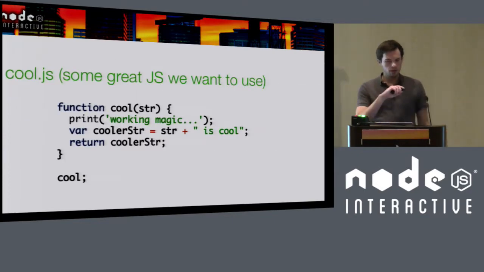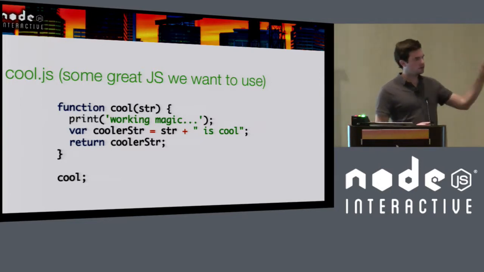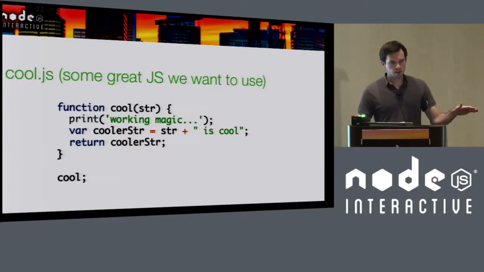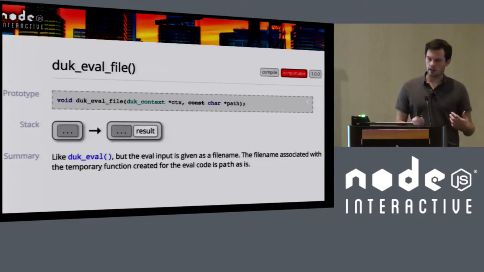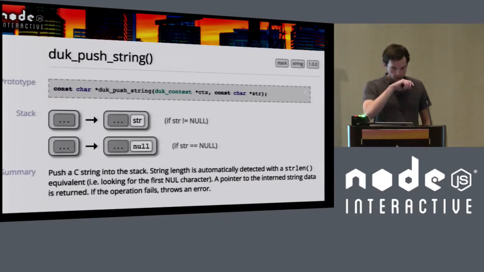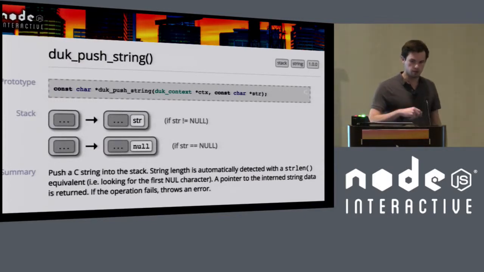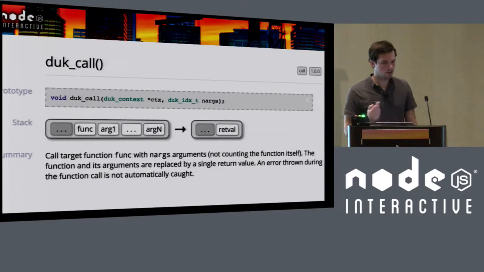So in order to be able to leverage this code, what we need to do is evaluate this file, push some arguments onto the stack, and then call the function with those arguments. And thankfully, Duktape has 3 functions that do exactly that. There's duk_eval_file, which basically takes context and a path and pushes the result onto the stack. There's duk_push_string, which takes a string and pushes it onto the stack. And duk_call, which takes a function and arguments and then evaluates them and places the return value on top of the stack, having popped off the function and arguments used to call it.